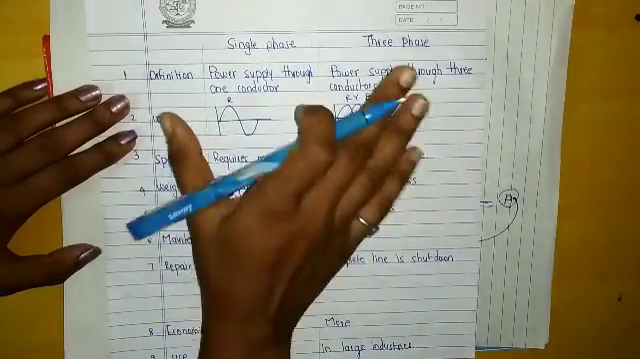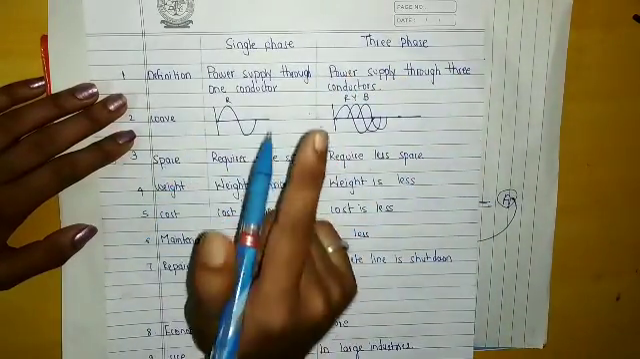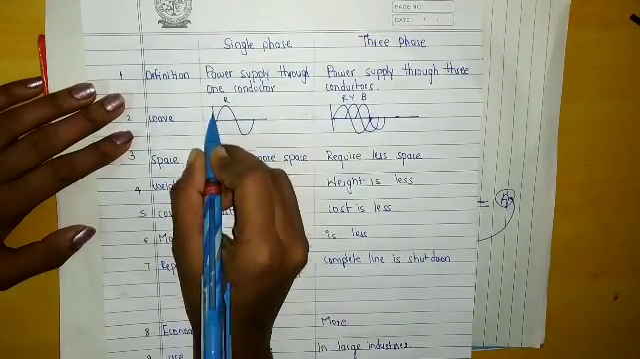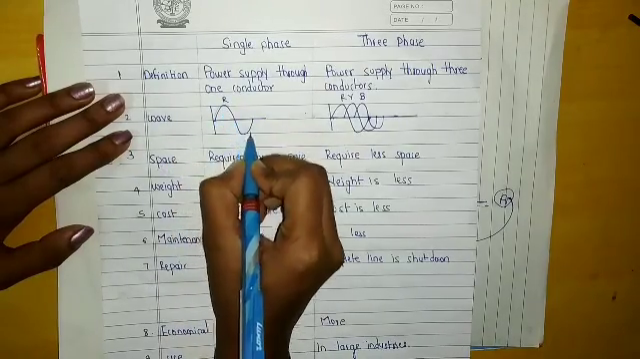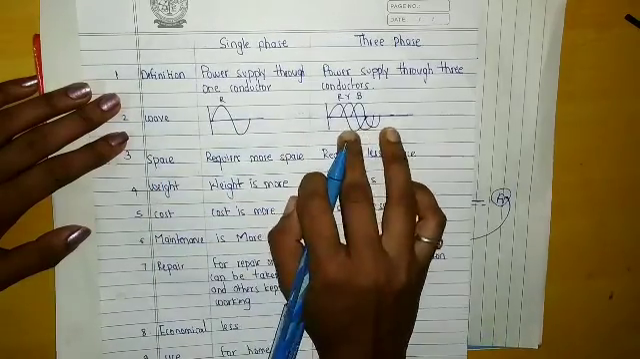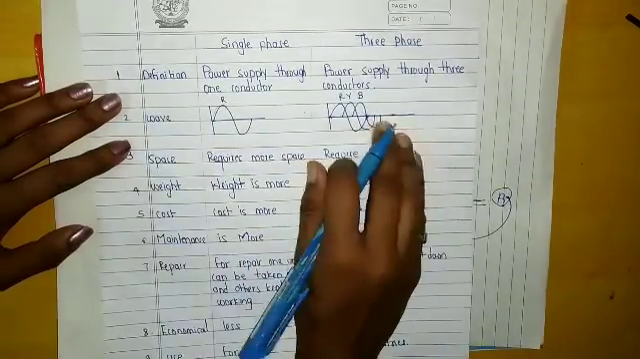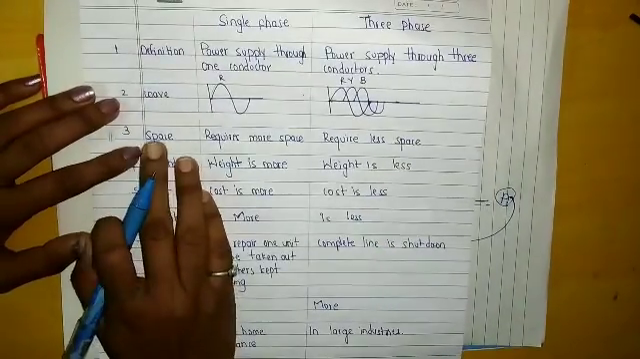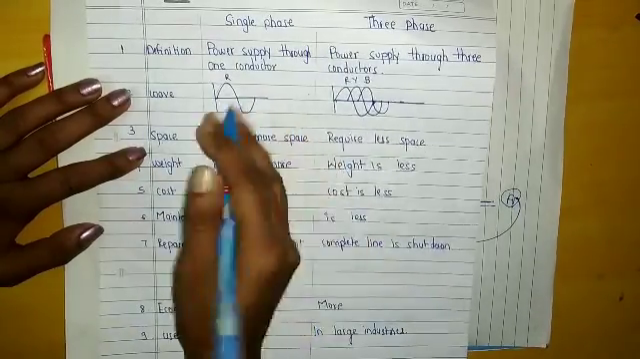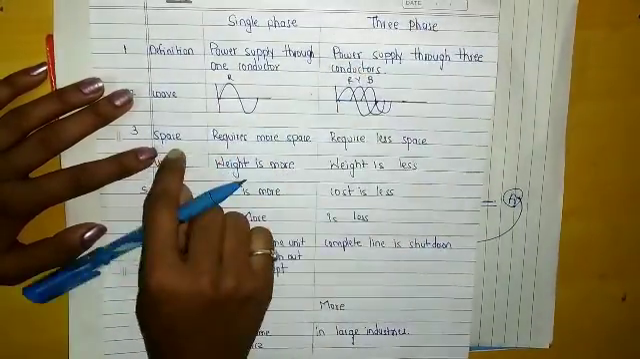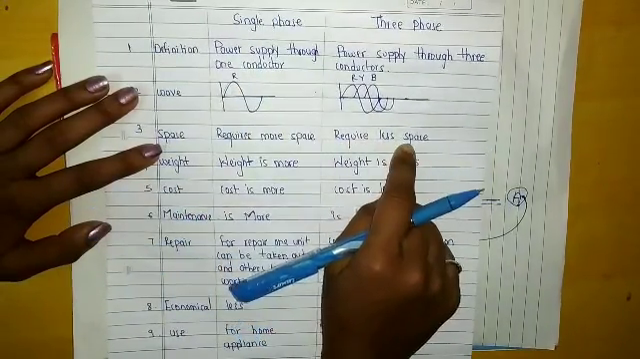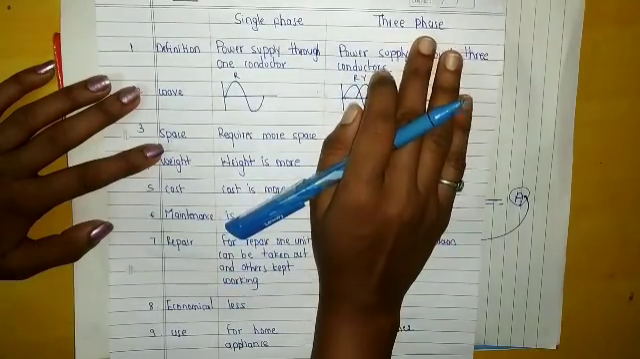Waveform. Our transformer works on AC. AC is nothing but alternating. This is the sine wave for alternating, which you have learnt in 11th. This is alternating and it works on one conductor, so it is single, and the other is 3. Just remember this, this is the waveform. Now we will move forward. Space: the single phase transformer requires more space as compared to the 3-phase transformer. So the space required is more for the single phase transformer and the space required is less for the 3-phase transformer.